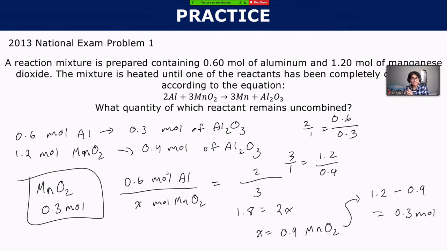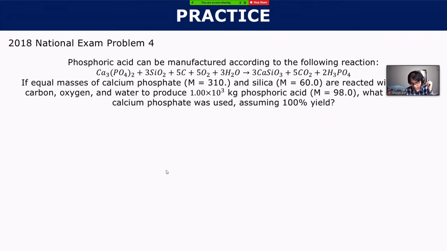I like this question because it combined the product method that we use, and then it also made us use the reactant method that we also mentioned. All right, let's look at the second one.